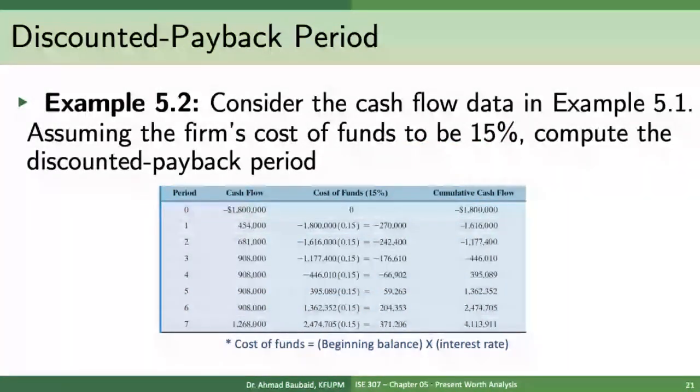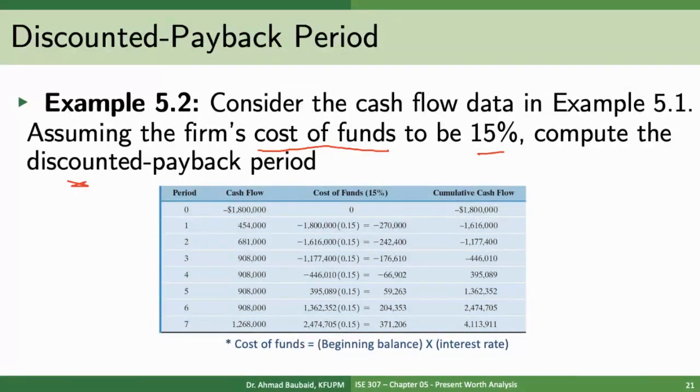Here's an example. So take the same example that we've had just now, the previous example, and let's assume that the firm's cost of funds, so this is an interest rate kind of, and we'll see what the book says this means, take it to be 15% and compute the discounted payback period.